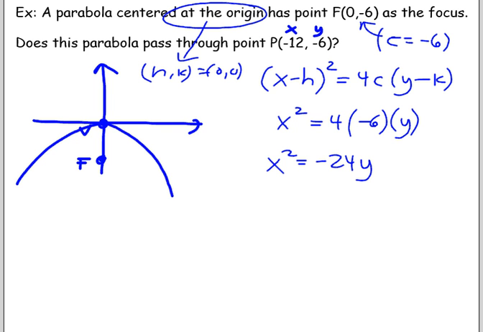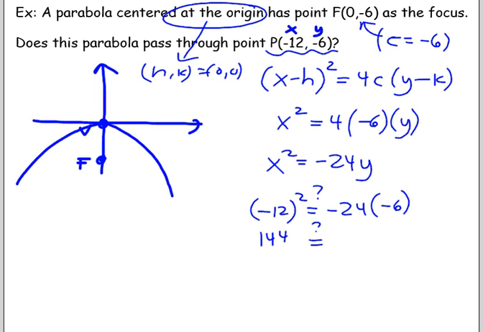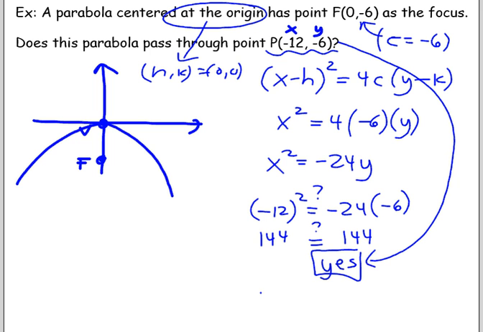Now I'm going to take my point here and plug it in to see if it works. Negative 24 times negative 6. So here I get 144. Is it equal to negative 12 squared, 144? So the answer is yes. The question was, does this parabola pass through the point? The answer is yes, because it fits the rule.